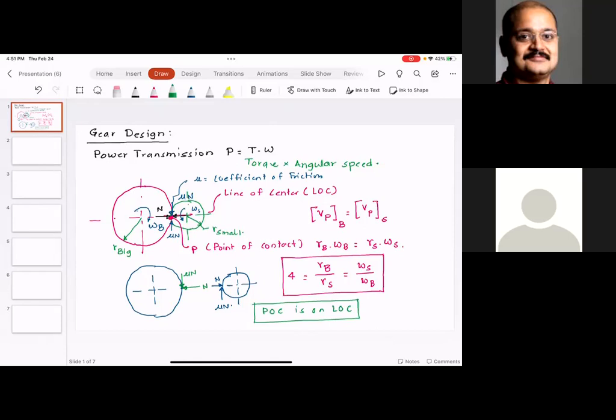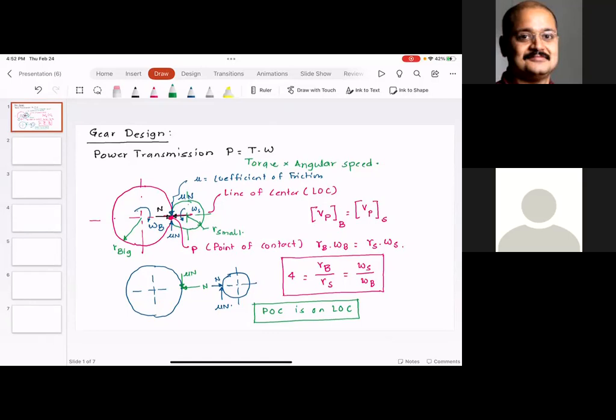The velocity of the gear and the velocity of the pinion at the interface is not going to be equal, which means the friction wheels would start slipping. Do you agree with me? Slipping is not a smooth power transmission.